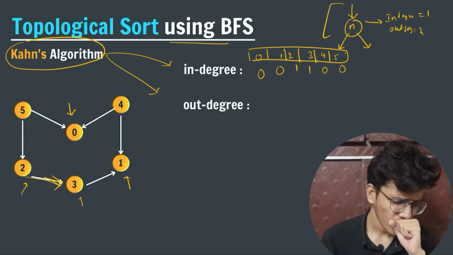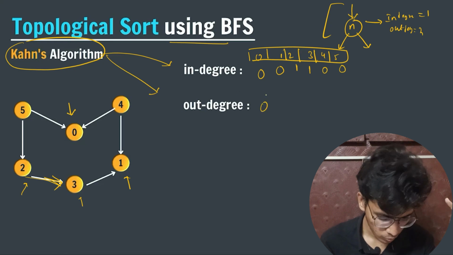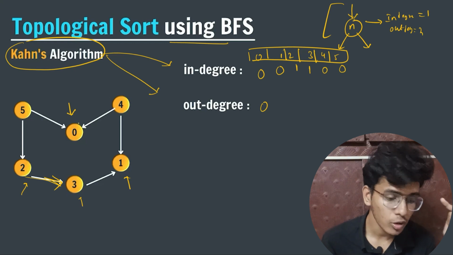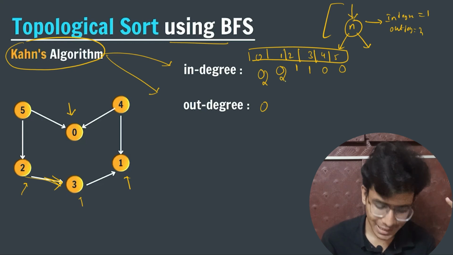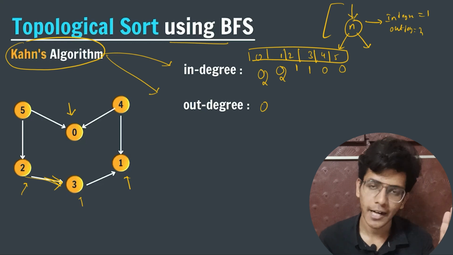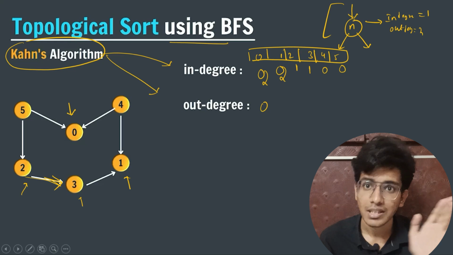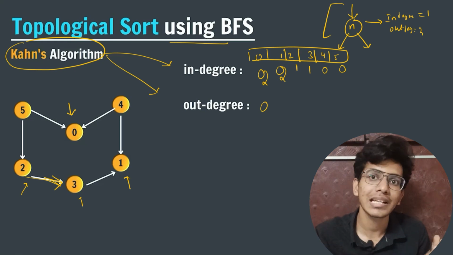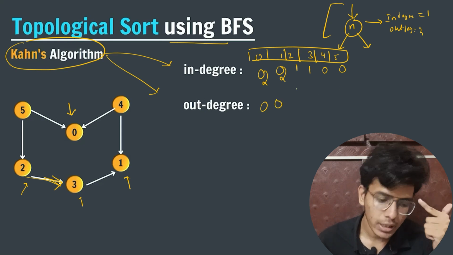Now let us talk about the out degree. For 0 the out degree is 0, and here, sorry, for 0 the in degree is 2, and for 1 the in degree is also 2, okay? This is a slight mistake here, but yeah. Now if you observe for 0, there are no edges going out of the node, so the out degree of 0 will become 0. And similarly for 1 also the out degree is 0.